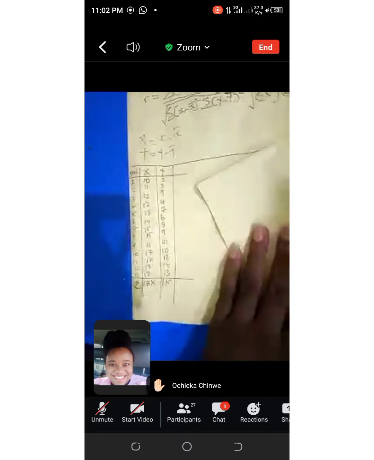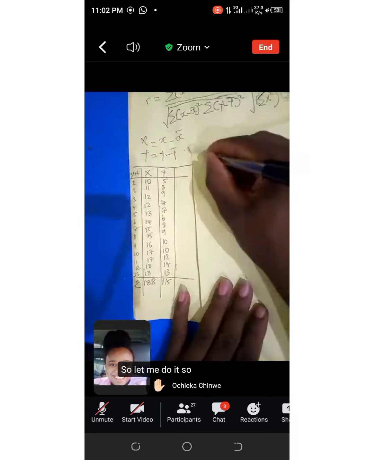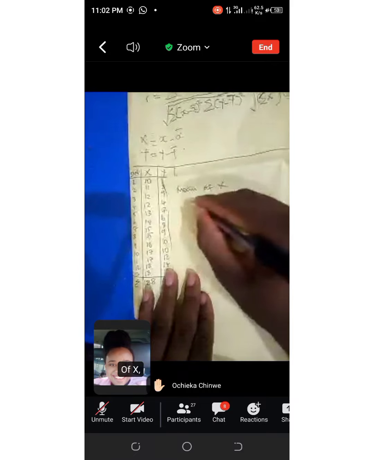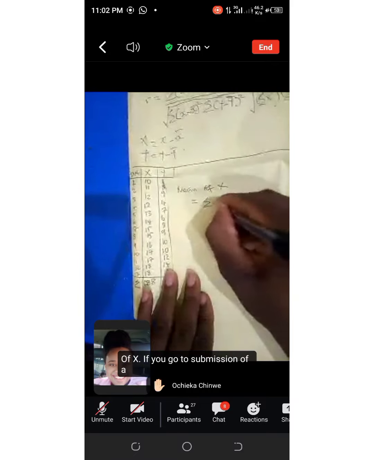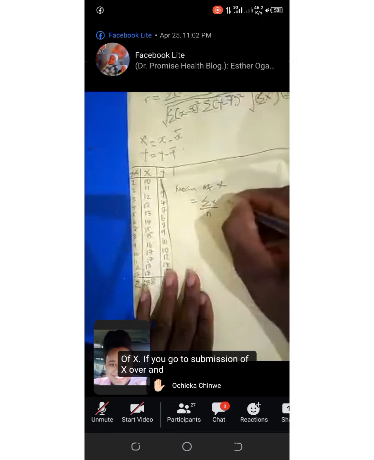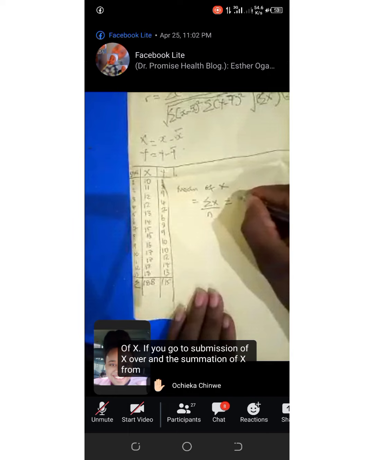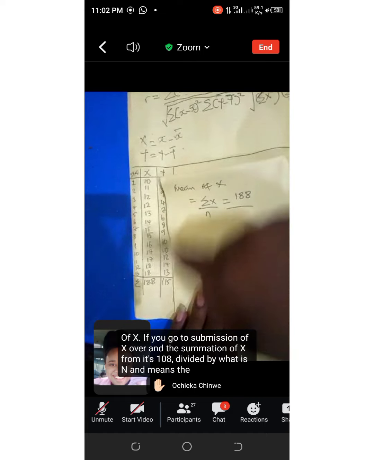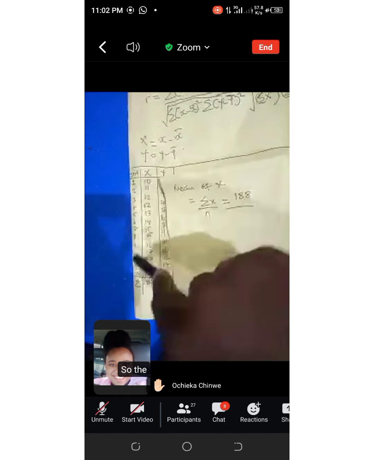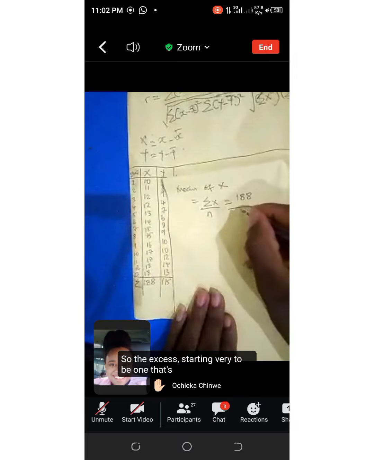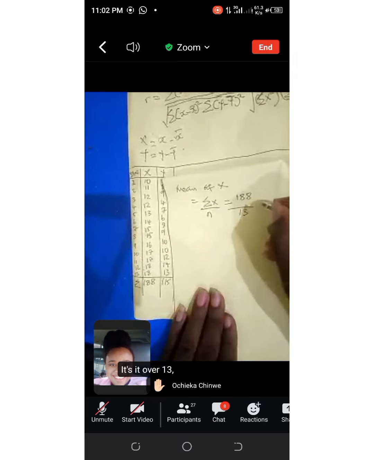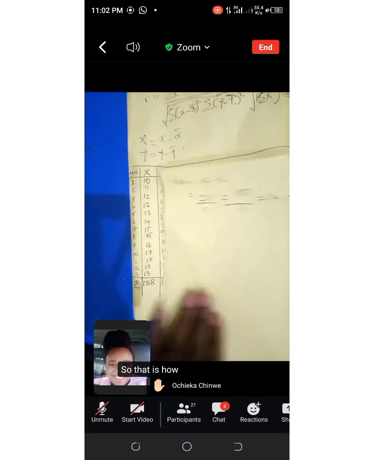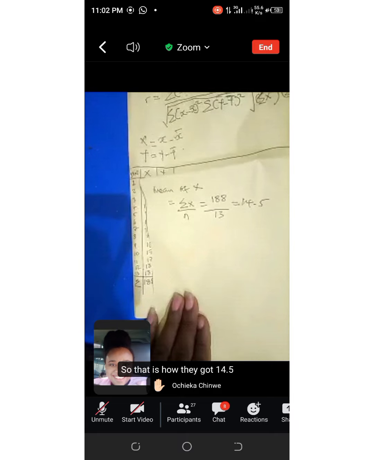Let me do it here. So the mean of x is equal to the summation of x over n. The summation of x is 188, divided by what n? N means the total number of variables. So x has 13 variables, so it will be 188 over 13, which is equal to 14.5. So that is how they got 14.5. So this is the mean of x.